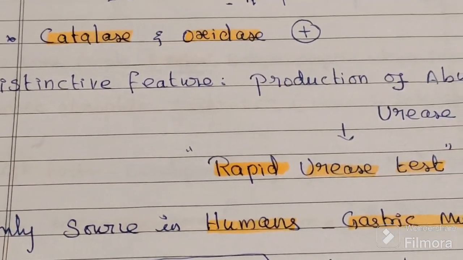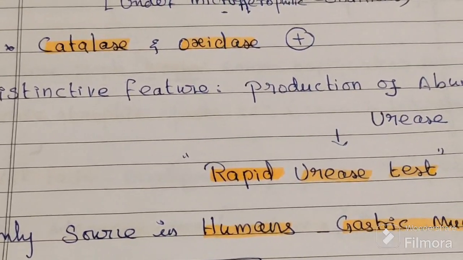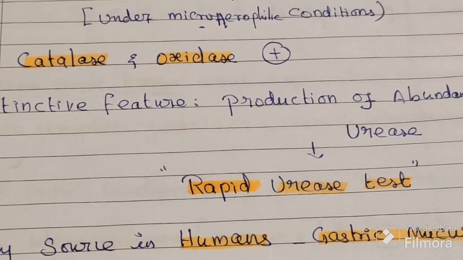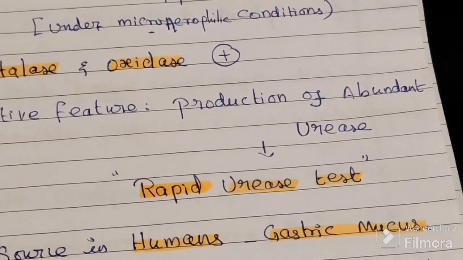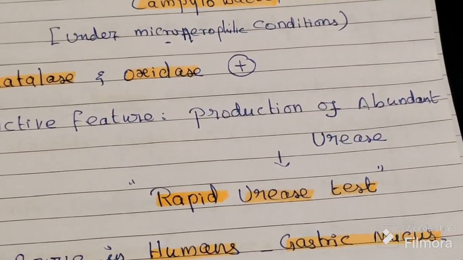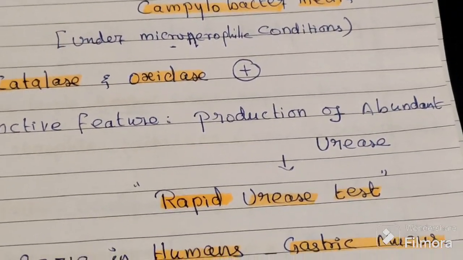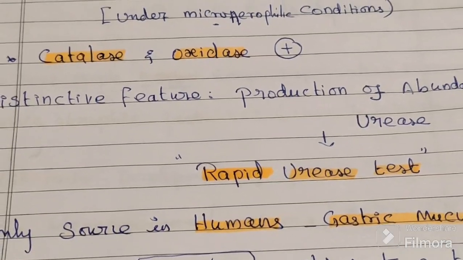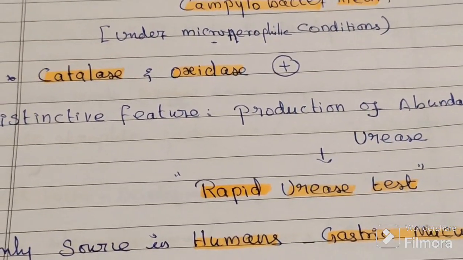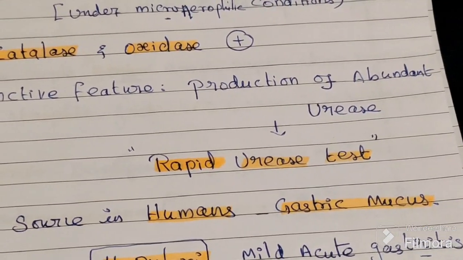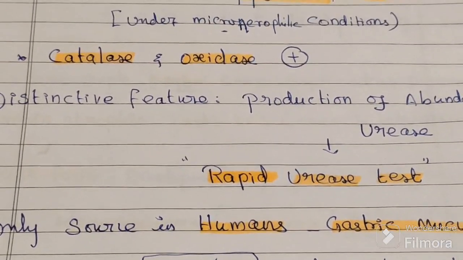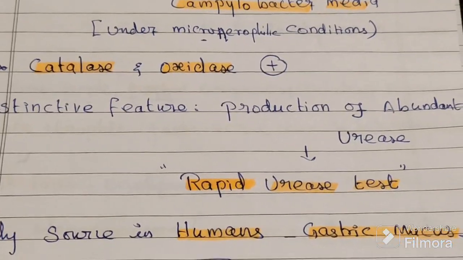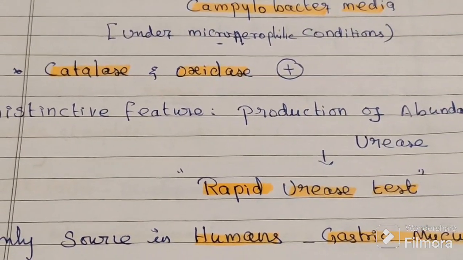Distinctive features of H. pylori: production of abundant urease, which is used for the rapid urease test. The only source of H. pylori in humans is gastric mucus.